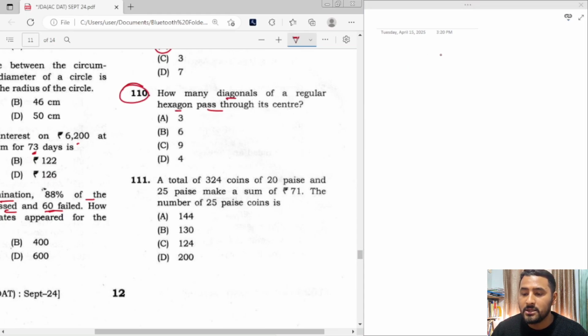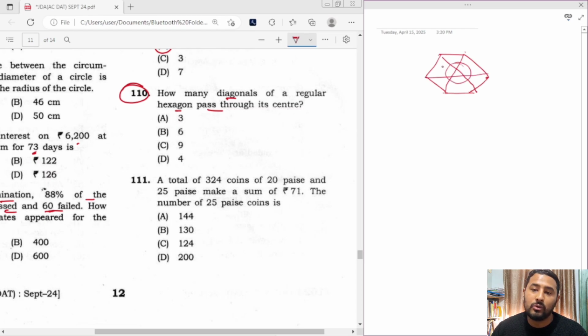So you should know what a hexagon is. A hexagon has how many sides? 6 sides. And how many vertices? 1 2 3 4 5 6, a total of 6 vertices. So it will pass like this: 1 2 3. How many diagonals can you see passing through the center? Only 3. So the answer would be 3. I did not draw it nicely, but you should understand. This is how a hexagon looks.